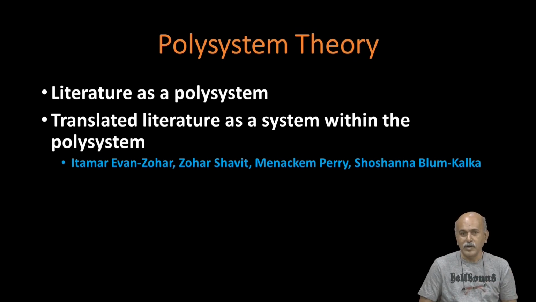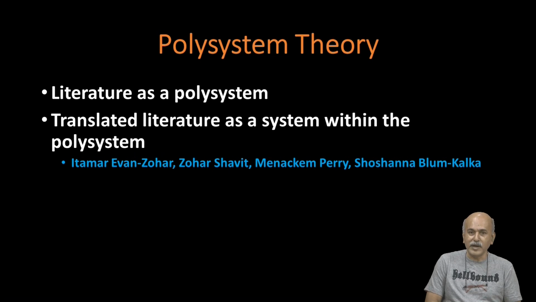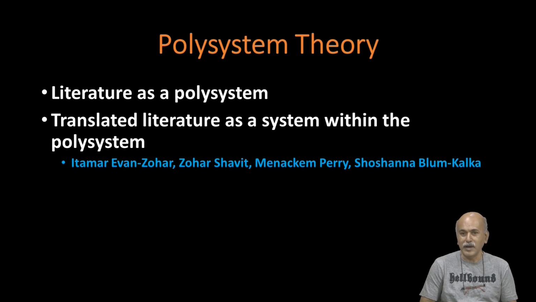So where do you place it? By where, they meant either at the center or somewhere in the margins. So translation would occupy an important role in a culture where translated literature was placed at the center of its literary polysystem. Right. So you have all these people discussing that: Itamar Even-Zohar, Zohar Shavit, Menachem Perry, Shoshana Blum-Kulka, and many others as well. And Israel seems to be the center for discussion for the polysystem theory of translation studies.